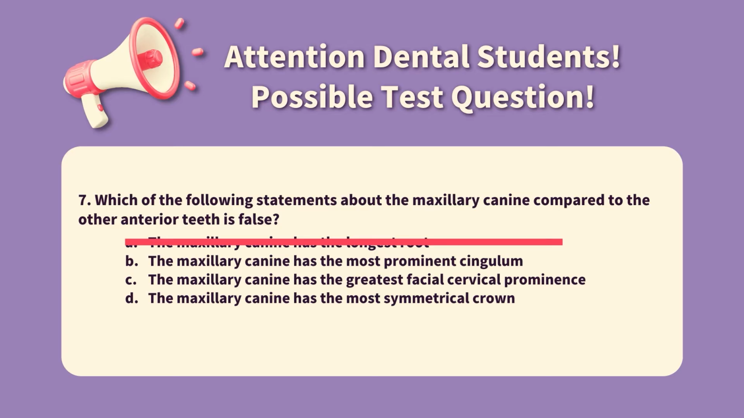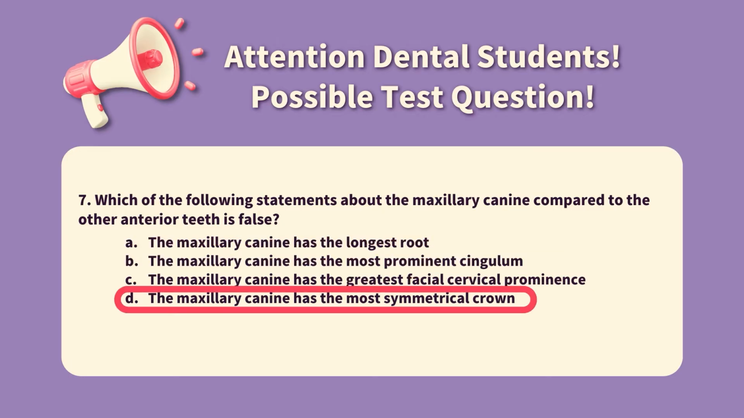The maxillary canine has the most prominent cingulum. That is also a true statement. The maxillary canine has the greatest facial cervical prominence compared to the other anterior teeth. Yep, that is also true, so not the correct answer. The maxillary canine has the most symmetrical crown. That is incorrect. The mandibular central incisor has the most symmetrical crown. So the correct answer is D.